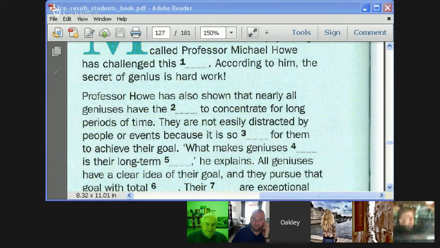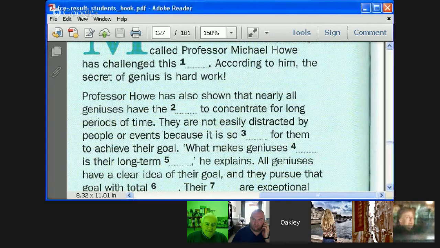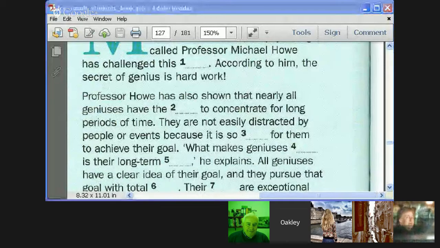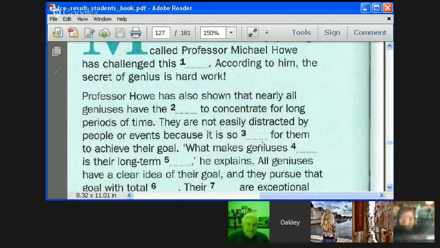Okay. Gina, go ahead and take over. They are not easily distracted by people or events because it is so important for them to achieve their goal. Wow, she didn't even need the word. The word was importance. And you are correct. Excellent. All right. Are you a genius, Gina?